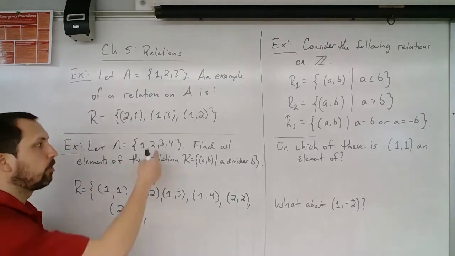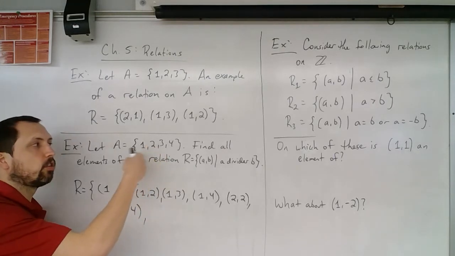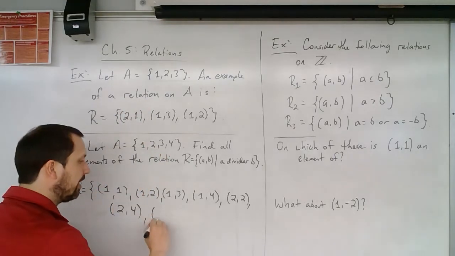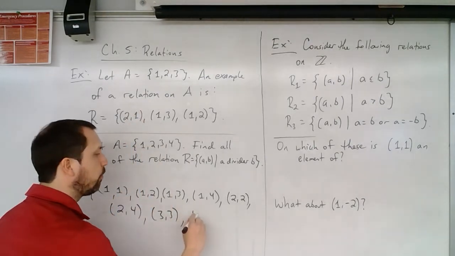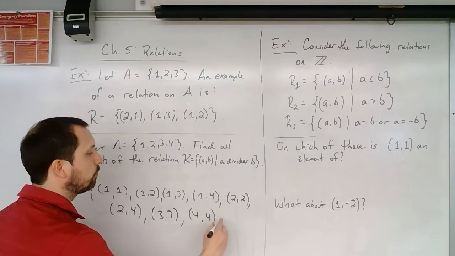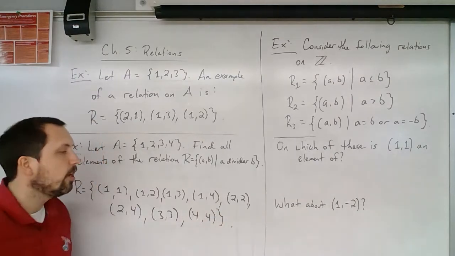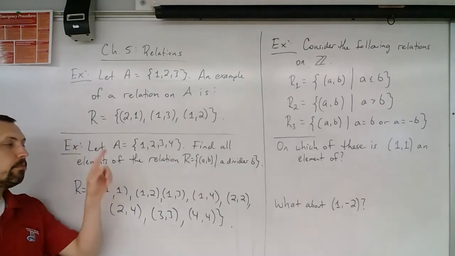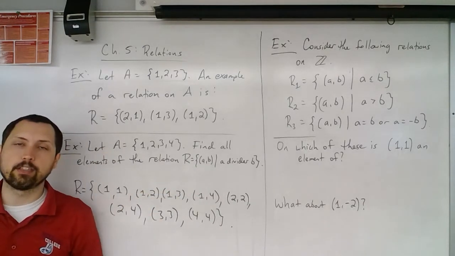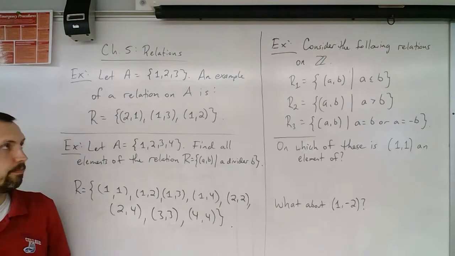And then we ask the same thing about 3. Which of these does 3 divide? Well, the only one that 3 divides is 3. So 3 is related to 3. And then the same thing with 4. The only one that 4 is related to is 4. So this is our relation. These are all the elements that are defined by this property defining our relation.